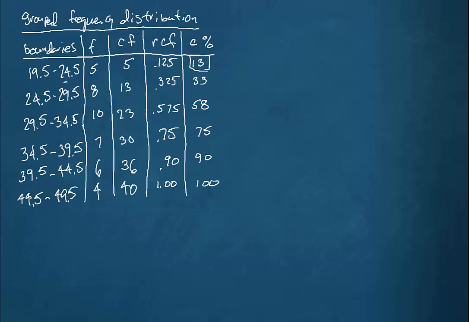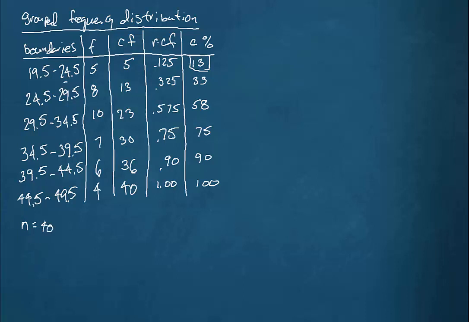So by the time we get to 34.5, whatever data values are less than that, we will have a total of 23 data values. And then as we go on up to whatever data values are less than 39.5, we have a total of 30. 23 plus 7 is 30, plus 6 is 36, plus 4 is 40. And since the cumulative frequency of the last class is 40, we have 40 total data values in the data set.